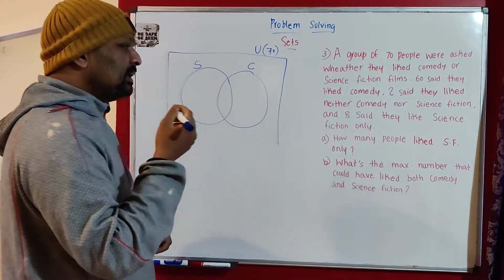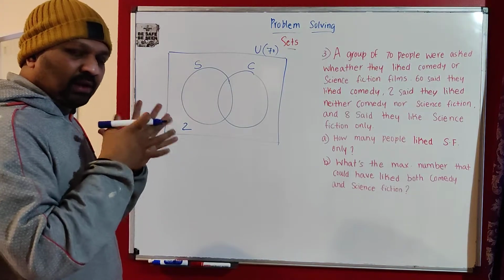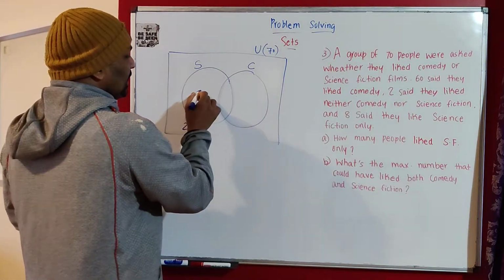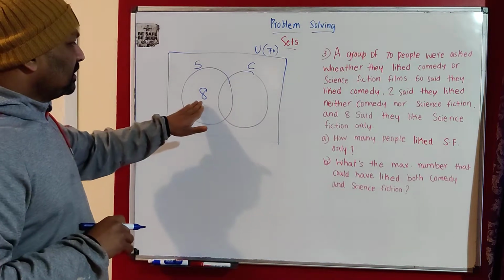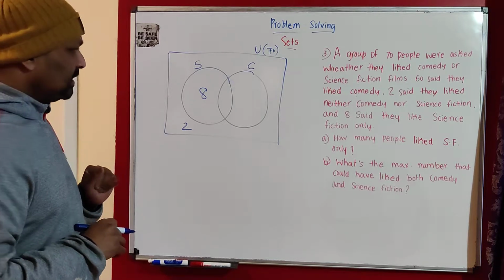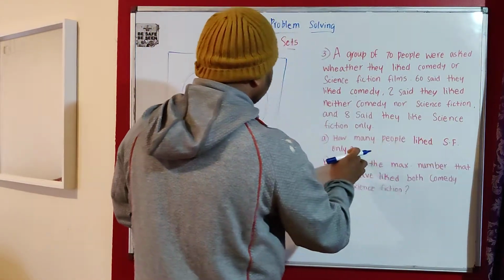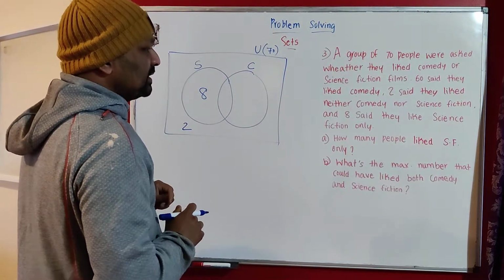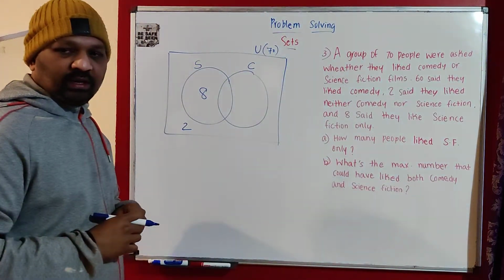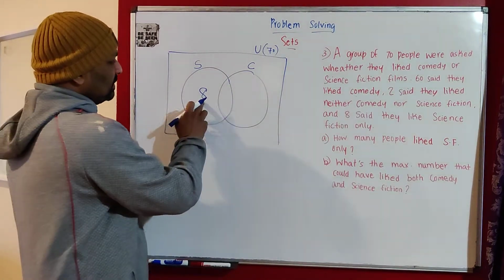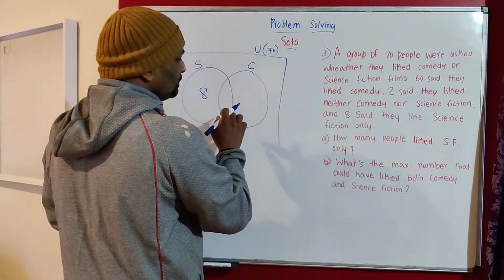And 8 said they like science fiction only. This is clearly defined, like only. That means science fiction only is 8. So this is something you can fill in here. How many people like science fiction only? 8 said they like science fiction only. That's clearly obvious, it's only 8 people who like science fiction. That is fine.